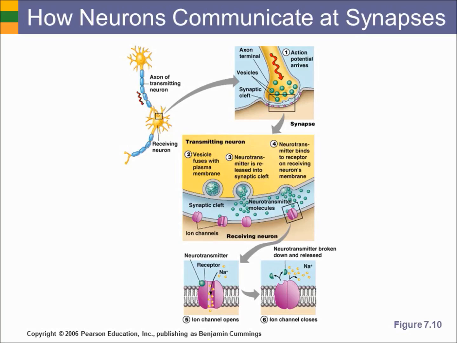As I put down here, once the sodium gates have been opened, something usually happens to the neurotransmitter. Either it's broken down, reabsorbed, or released somehow, and it causes the gates to close, so the next neuron only fires one time. If the gates were left open, you'd have a continuous flow of sodium in there, and a continuous flow of action potentials constantly being generated.